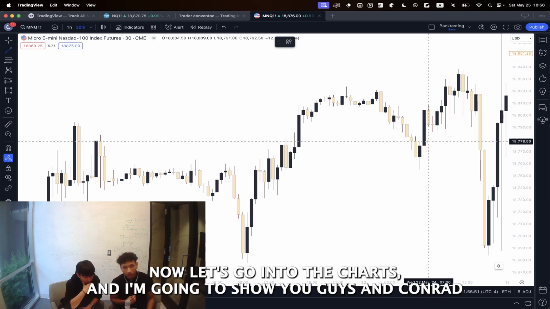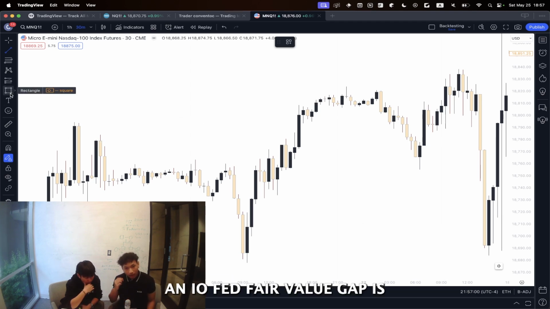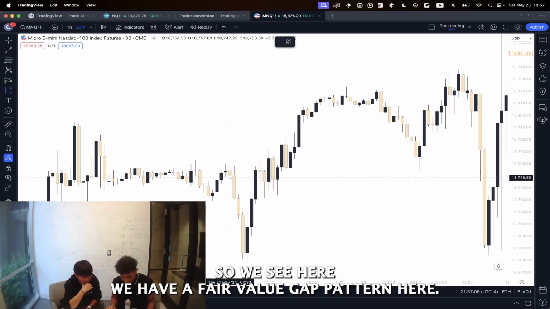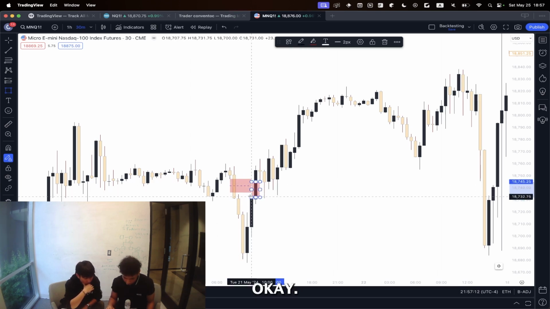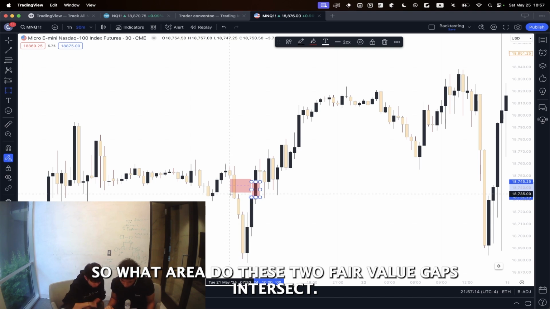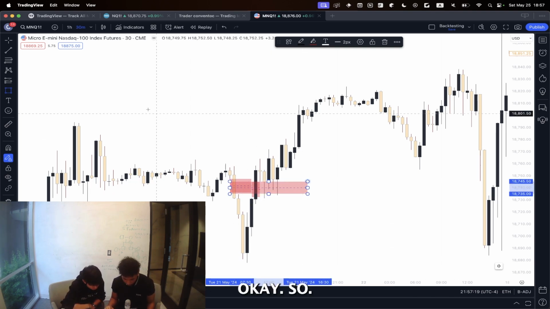All right, now let's go into the charts, and I'm going to show you guys and Conrad some key examples of what an inverse fair value gap is, an IOFED fair value gap is, and a draw on liquidity fair value gap. So we see here, we have a fair value gap pattern here, and we have a fair value gap pattern here, okay? So what area do these two fair value gaps intersect? Here's where they intersect, okay?